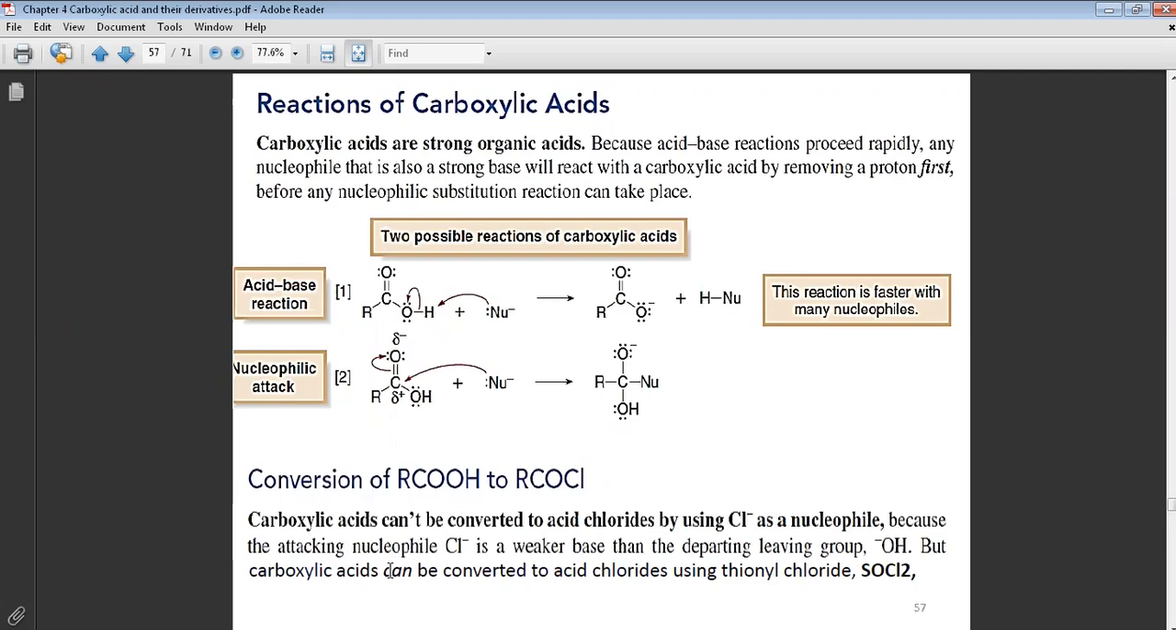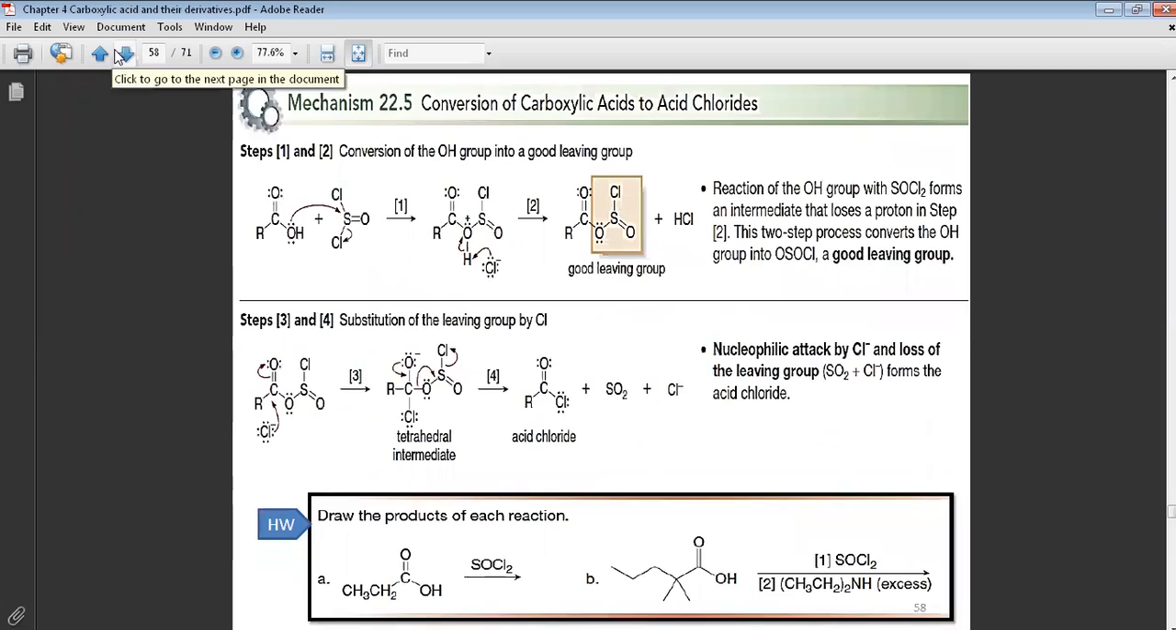But carboxylic acid can be converted to the acid chloride using thionyl chloride, SOCl2. This special reagent, SOCl2. How is the mechanism? Yes, we have the mechanism here.